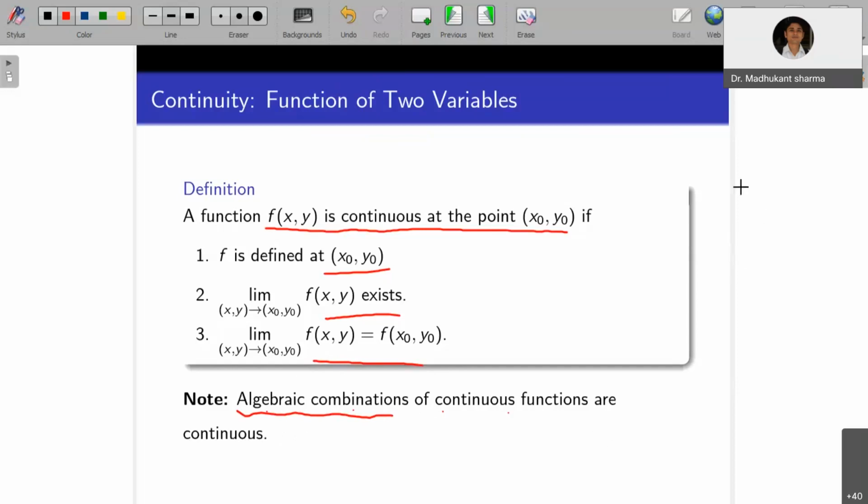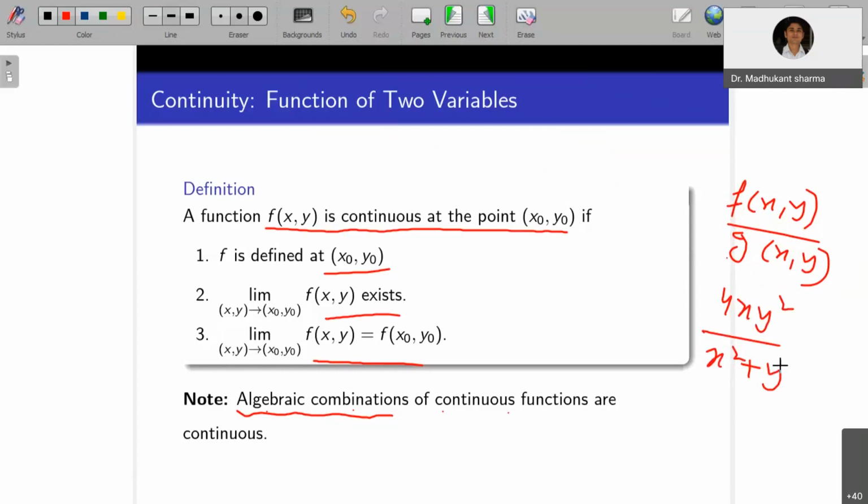On the other hand, when you talk about a rational type of function, like f of (x, y) divided by g of (x, y), you should verify where the function g is vanishing. Those points should not be part of the domain. And if f and g both are continuous, and the g value at that point (x naught, y naught) is not 0, then the quotient function is also continuous. Now it will be easy for you to look at the case xy square divided by x square plus y square, to decide the continuity of the function. So that we are going to discuss.